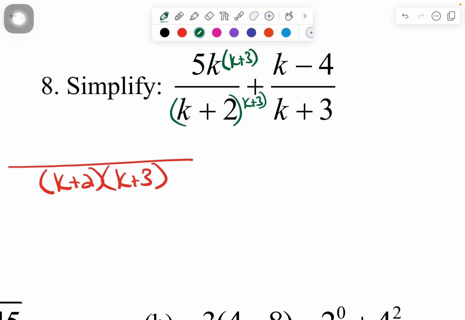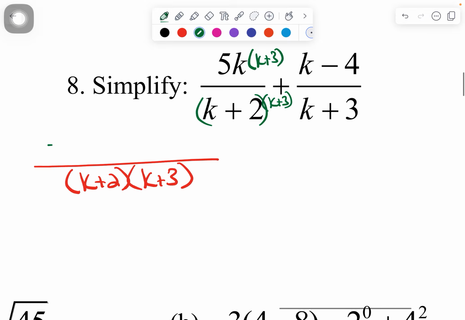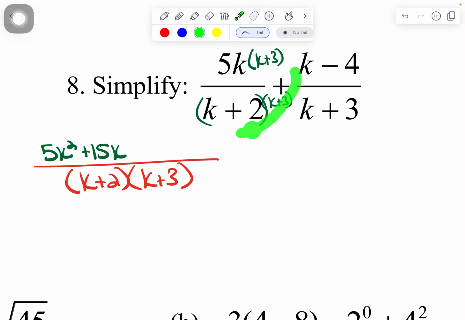All right, cool. So that numerator, distribute. We're going to get 5k times k, so 5k squared. And then 5k times 3 is going to be plus 15k. All right. So that's the first fraction. Now, if I take a look at the second fraction, well, I've got a plus sign between those, so let's go ahead and drop that plus sign here.